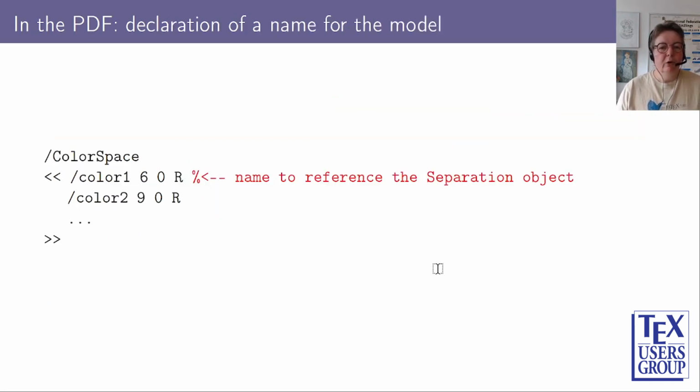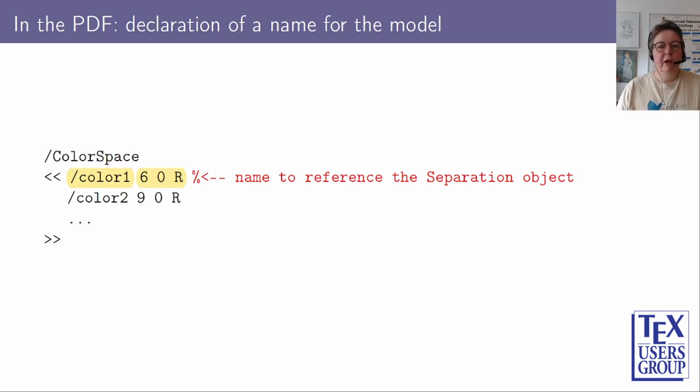In the PDF, you need also to define a name to map the spot color. And in this case, we use the name Color1, which maps simply this name to the object number that we have set up before. This mapping is done in the page resources of the PDF.